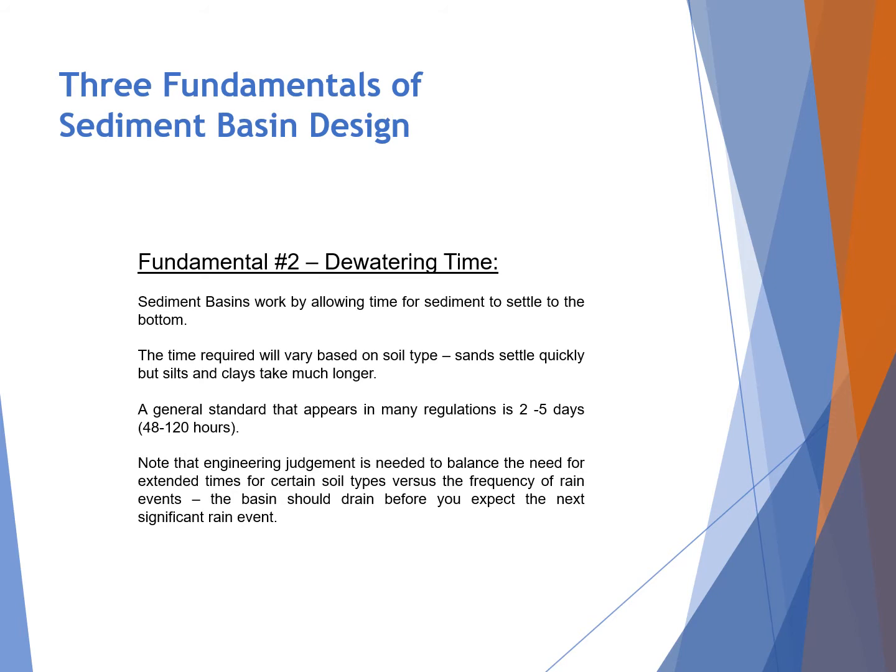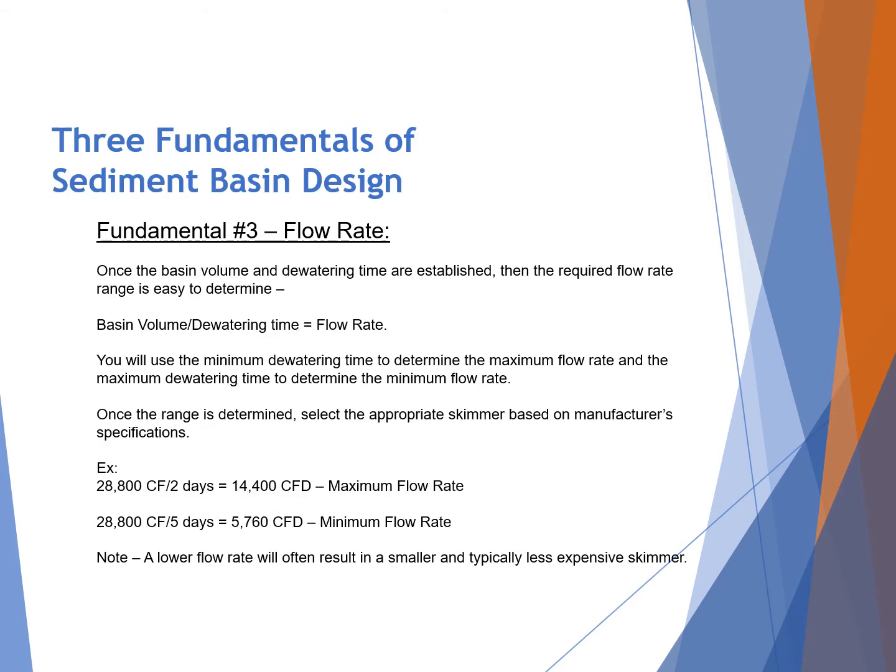Note that engineering judgment is needed to balance the need for extended times for certain soil types versus the frequency of rain events. The basin should drain before you expect the next significant rain event, so that it does not overtop and all the water go out through the spillway rather than through the skimmer.